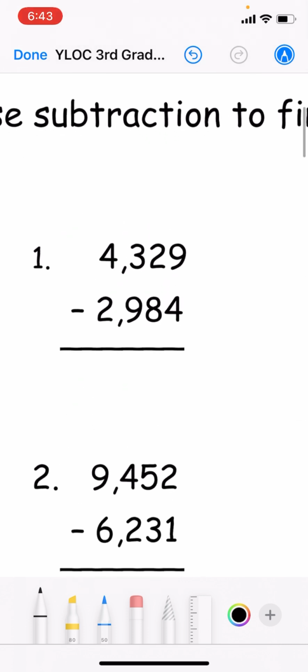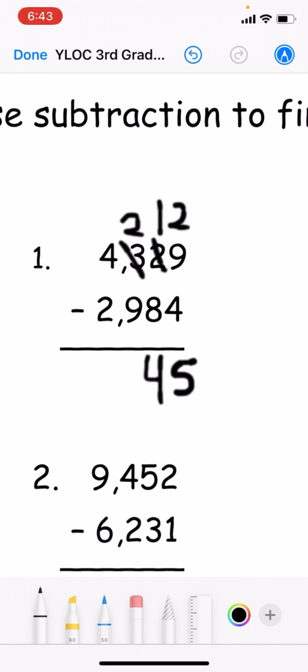For number 1, 4,329 minus 2,984. 9 minus 4 is 5. 2 can't subtract 8, so we'll borrow from the hundreds place, which has 3. 3 becomes 2, and 2 in the tens place becomes 12. 12 minus 8 is 4.